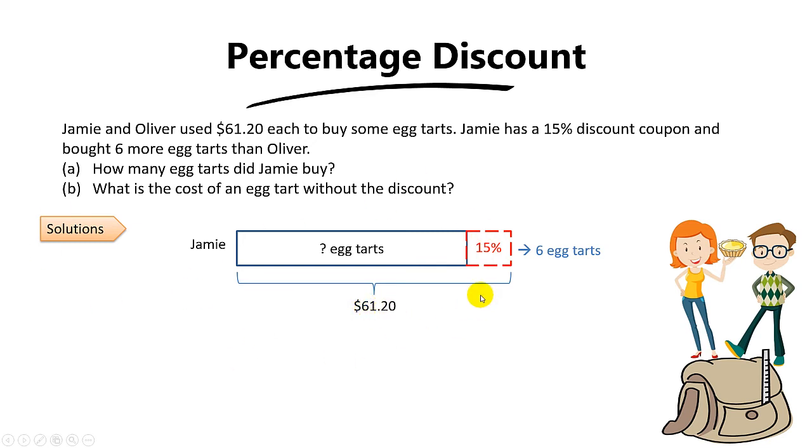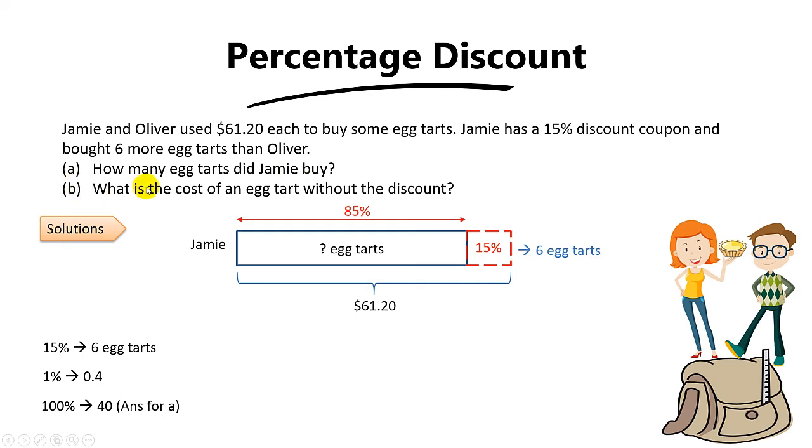So we have to use this 15% to represent 6 egg tarts. How to find 1%? 1% will be 6 divided by 15, which is 0.4 egg tarts. Since Jamie spent all her money to buy the egg tarts, you need to find 100%, so you just take 0.4 times 100, you will get 40 tarts. So that will be the total egg tarts that Jamie bought.